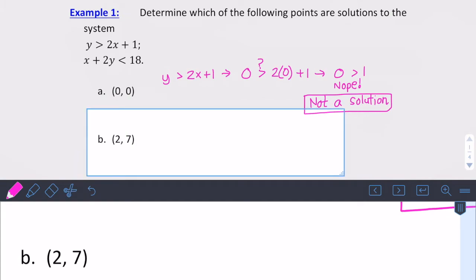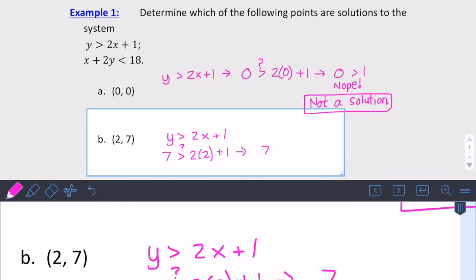If you take 2, 7 and plug it into that first inequality for your x and y values, this time your y value is 7, x value is 2.